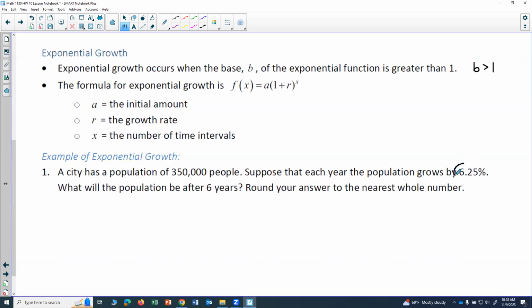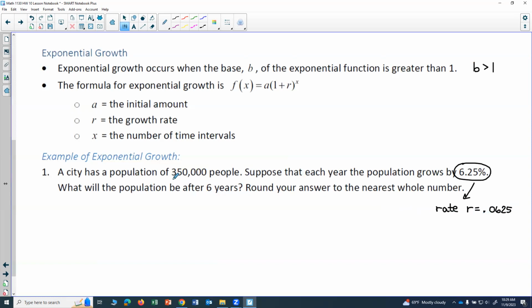So the first thing I want to do is grab that growth rate. And I want to write the rate as a decimal. So if you recall, to get a percentage written as a decimal, you're going to divide by 100, which would essentially move the decimal point 2 spots to the left. So 6.25% would be 0.0625. So I moved the decimal 2 spots to the left to get my percentage written as a decimal.